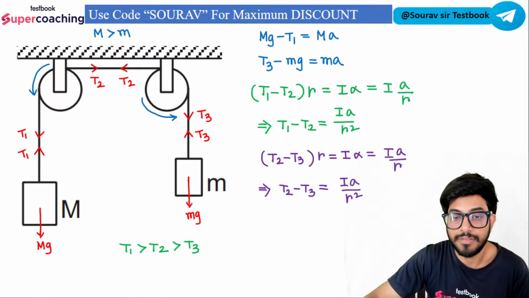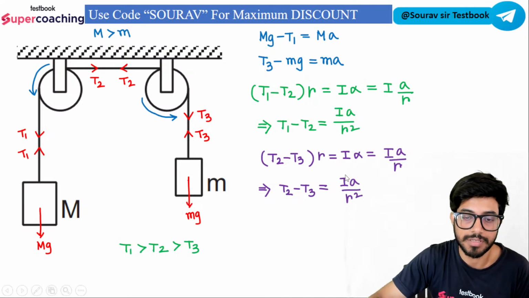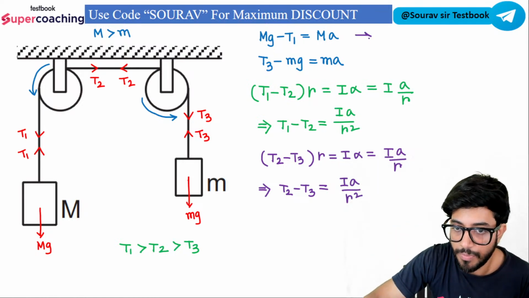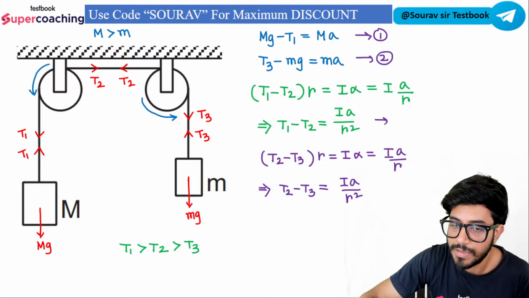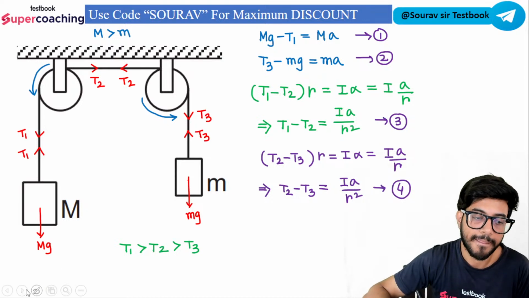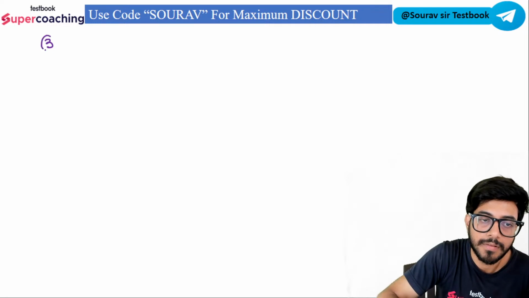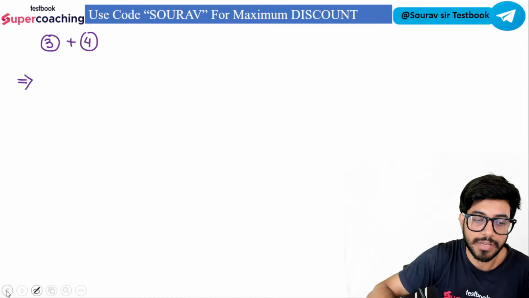Now what can you tell me from these two equations? Can you eliminate T2 from these two equations? Just add these two equations. This is equation number 1, this is equation number 2, this is equation number 3, this is equation number 4. Add 3 and 4 and tell me what you're getting. What will you get if you add equation 3 and 4?